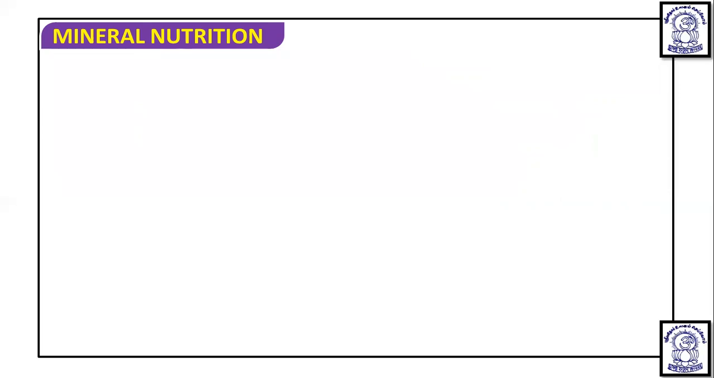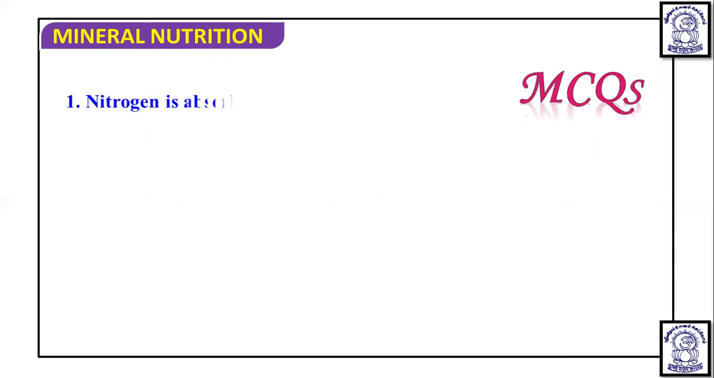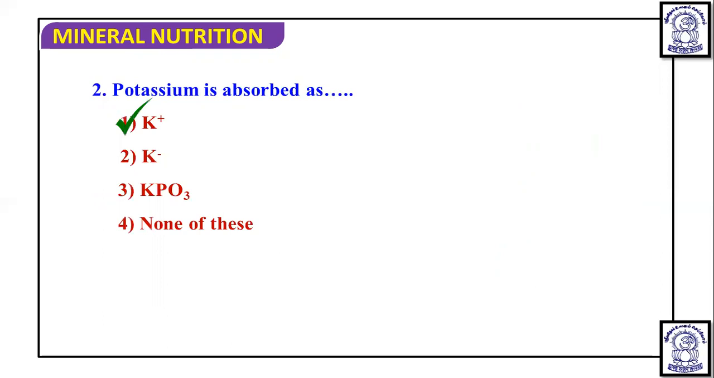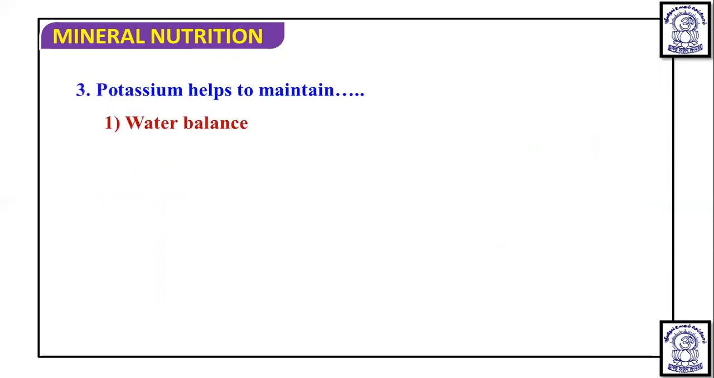So these are the different elements that we have discussed till now. They are important particularly for the plant. Now let's discuss some of the MCQs after discussing the role of macro and micronutrients. That is, nitrogen is absorbed mainly in the form of, we have studied that it is absorbed as NO3 minus, that is nitrate. Potassium is absorbed in an obvious simple form, that is K plus ion. Potassium helps maintain anion cation balance obviously.